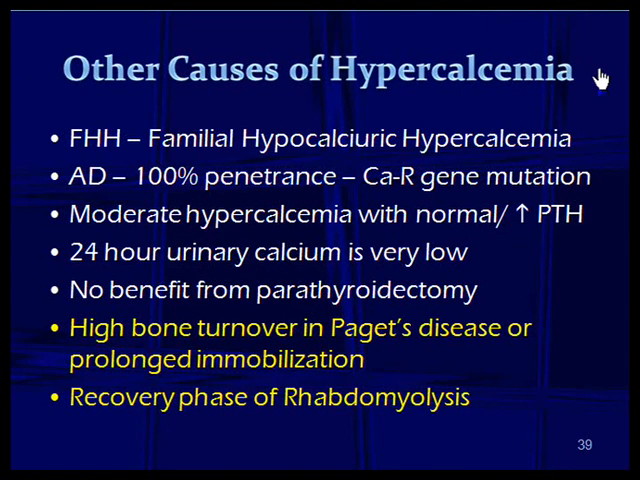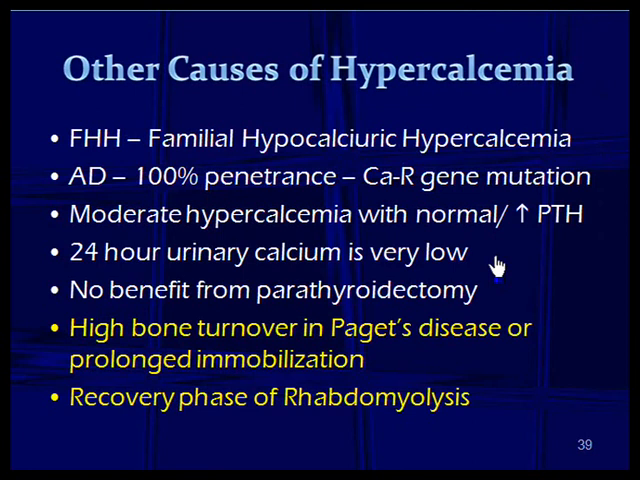Here we see in this slide some other miscellaneous causes of hypercalcemia. The one condition which is genetic is the FHH or familial hypocalciuric hypercalcemia. It is an autosomal dominant disease with 100% penetrance, and all the siblings of the affected persons will get the disease. It is a calcium receptor gene mutation. Moderate hypercalcemia with normal or increased levels of PTH are seen. The key to the diagnosis is 24-hour urinary calcium.